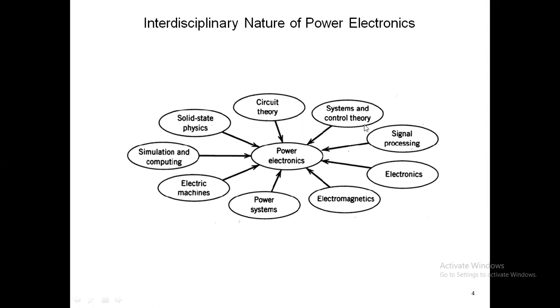Also control theory, system and control theory, signal processing, and basic electronics. Basic electronics means you have to know about the switches and their characteristics. Electromagnetics, like you have to know about flux also, because in many power electronics devices you will be using transformers. You also need some basic idea about power systems, electrical machines, simulation and computing, and solid state physics. These are the basic things you have to know before starting power electronics, and they are required as prerequisites for this course.